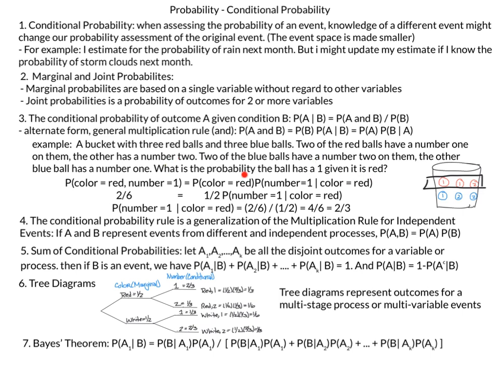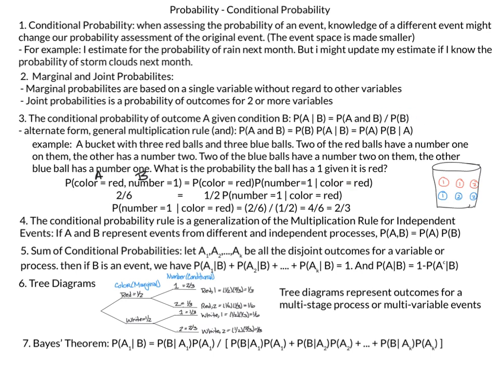But let's also get that 2 out of 3 by using this formula here. We're going to let A represent that the color is equal to red, and B that the number is equal to 1. So the probability of A and B, in other words, the probability the color is equal to red and the number is equal to 1, is equal to, and we're going to use this side of the equation, the probability it is red, and then the probability it is number 1 given it is red.